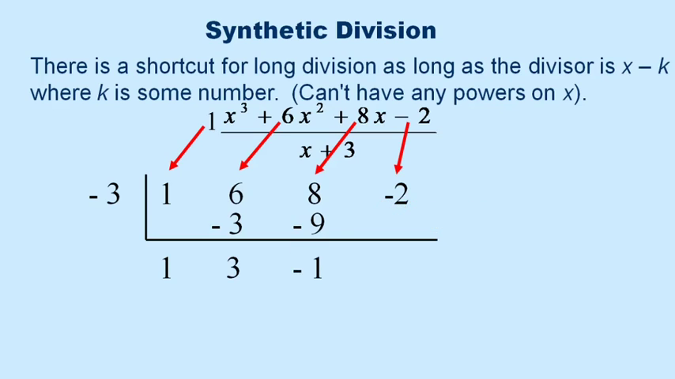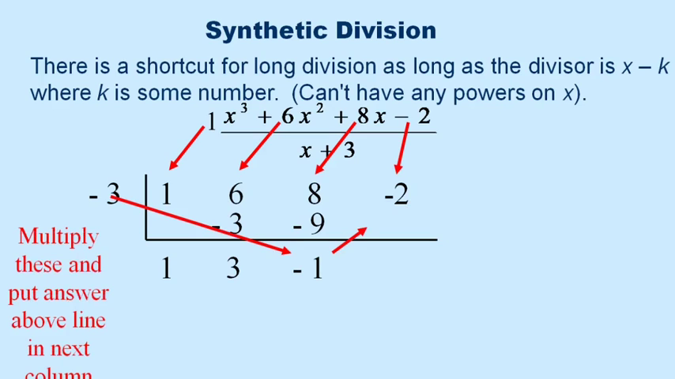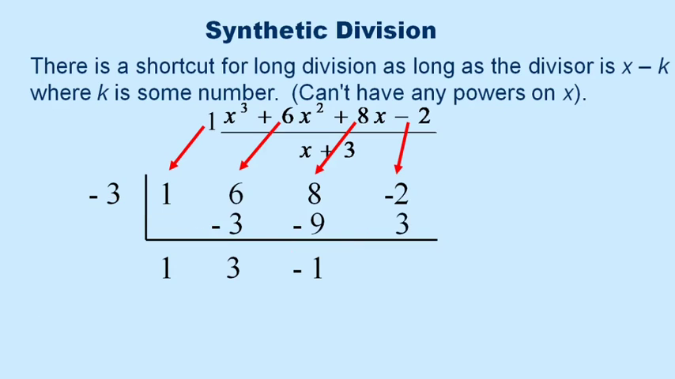Again we follow the same procedure. We multiply negative 3 with negative 1, and write the product in the next column, just below negative 2, and after adding, it is 1. This is our remainder.